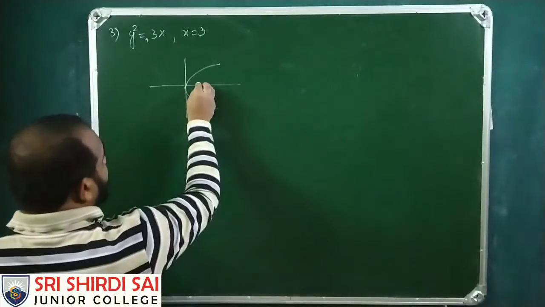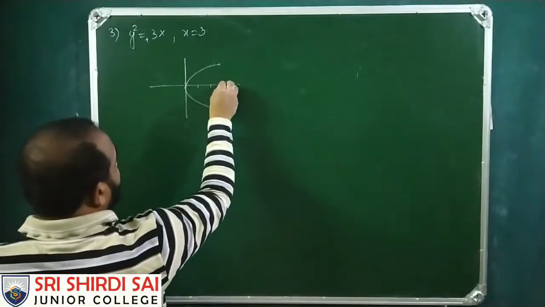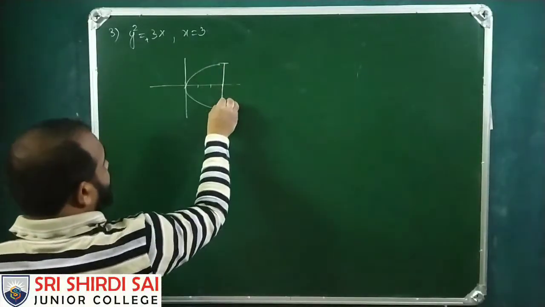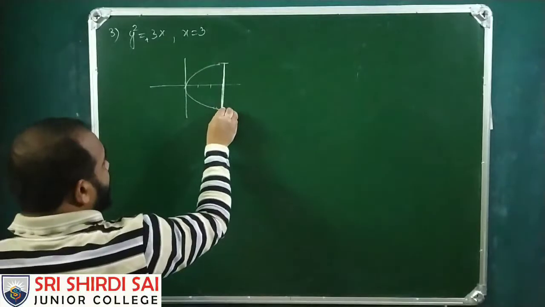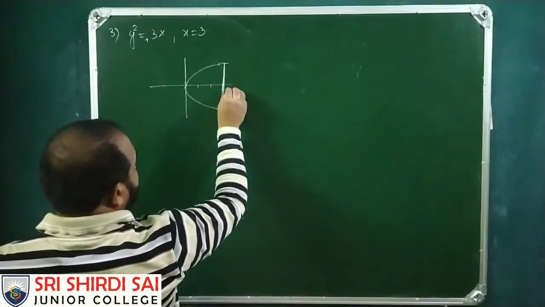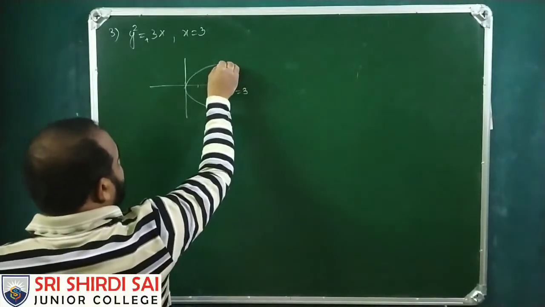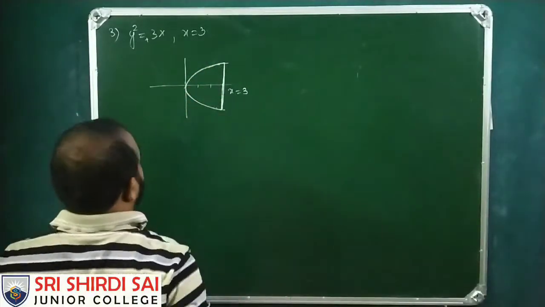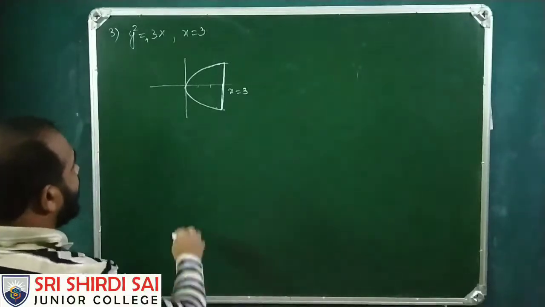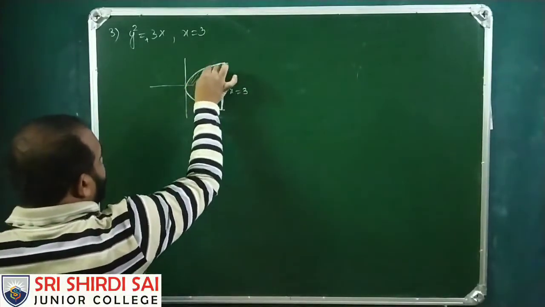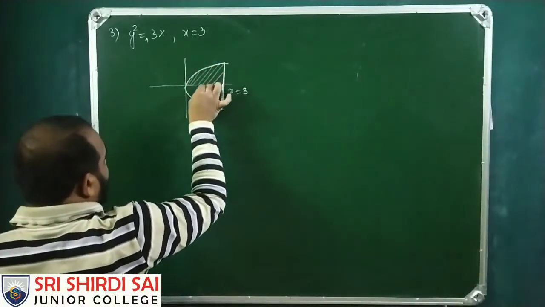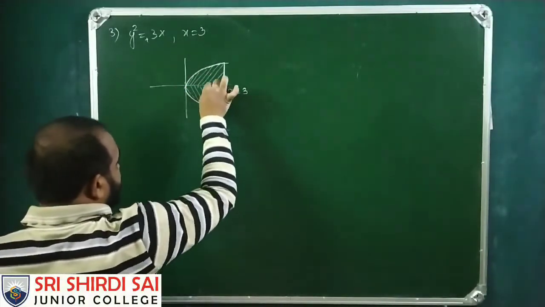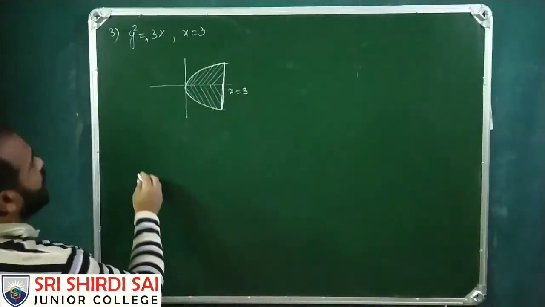So this is 0, 1, 2, 3. So this is x equals 3. Therefore this is x equals 3. This is the curve given, and that's it. So therefore this is the area of the region we are required to find. So this area.